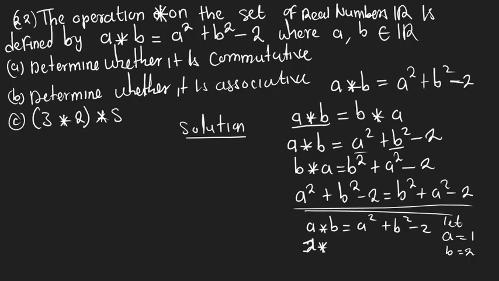So if I perform my operation, this becomes 1 to the power 2 plus 2 to the power 2 minus 2. So this becomes 1 plus 4 minus 2. This becomes 5 minus 2. That becomes 3. Is 3 not a real number? It is. So in this case, star is a binary operation on all real numbers. That's how you prove the first one. In your tutorial sheet, they said prove if star is an operation on all real numbers. That's what you do.